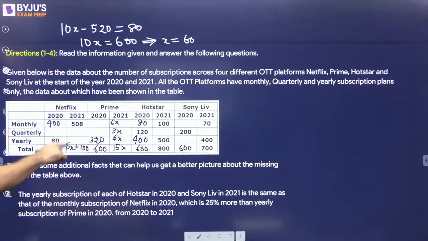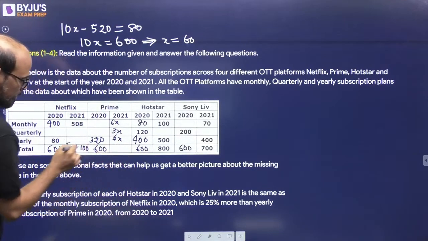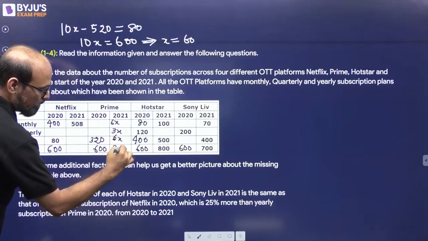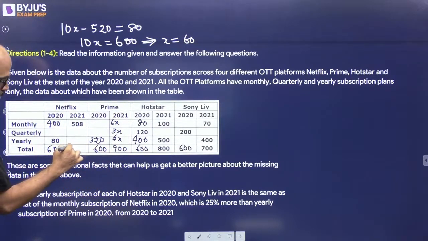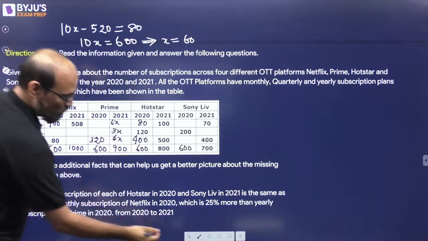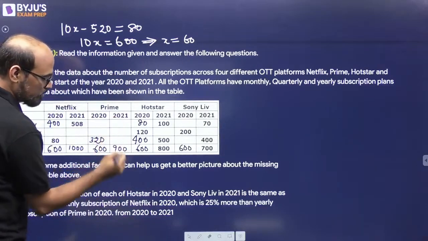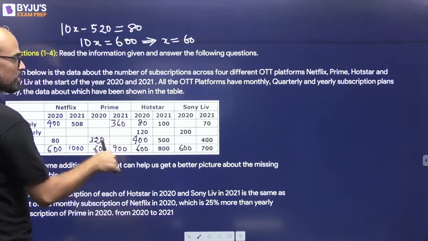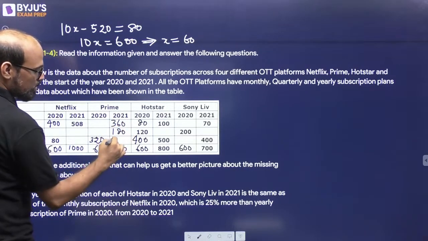Okay, 15x will become 900, right? Since x is 60, so we will have to erase 15x. So 15x is going to give us 900, while this was 15x plus 100. This is going to give us 1000. So this 6x, 3x and 6x, let's convert that, 6, 3 and 6. So this is going to be 360, 180 and 360.